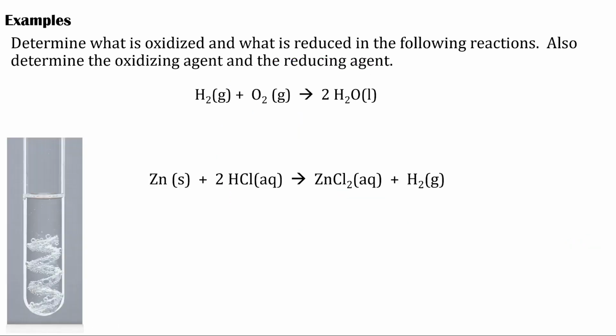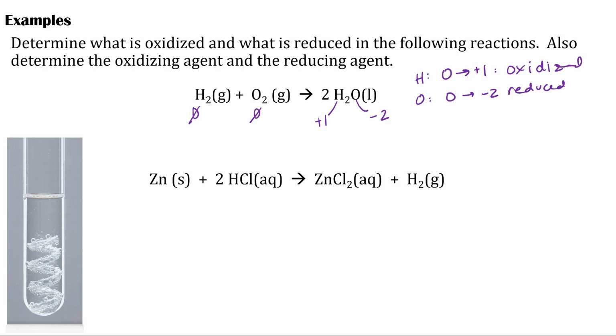All right, so a couple more examples. Hydrogen here is 0, oxygen here is 0, and then oxygen in water would be -2 because it's always -2 unless it's a peroxide, and then hydrogen would be +1 each. So hydrogen went from 0 to +1, so that means it's oxidized. Oxygen went from 0 to -2, so it's reduced. So hydrogen would be the reducing agent and oxygen would be the oxidizing agent.